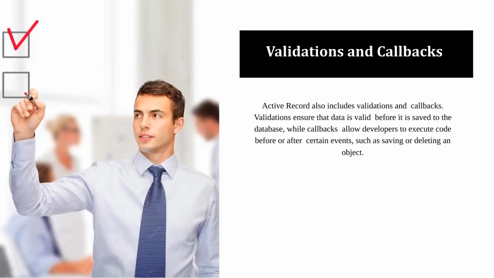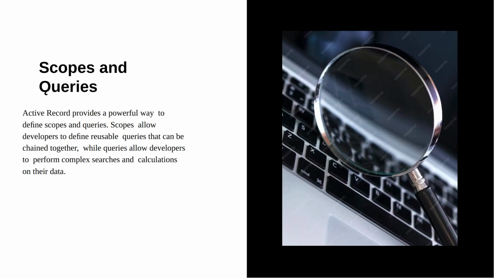Now comes the next topic, validation and callbacks. Now what is validation? We use validation to ensure that the data in our model meets certain criteria. For example, we can validate that the product name is present and the price is greater than 0. Then comes what is a callback. Callbacks are methods that are called at a certain point in an object's life cycle. For example, you can use a callback to perform actions before or after saving an object.